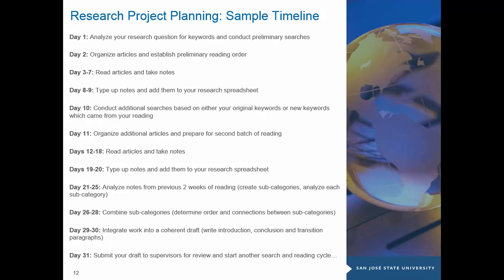This meant that I would spend approximately 2 or 3 days doing database searches, 3 weeks of article reading and note-taking, 2 days of note transcription, 1 day of initial code grouping, and 2 or 3 days of analysis and writing. This sheet gives you a sample timeline for how you can go through 2 rounds of article reading and a round of draft writing within a 31-day period.